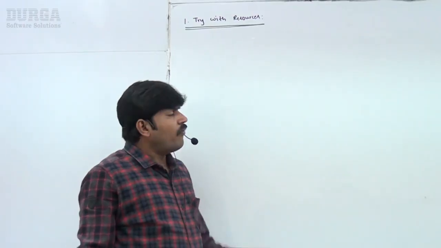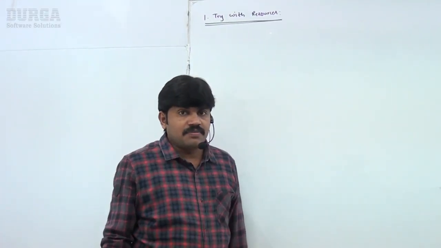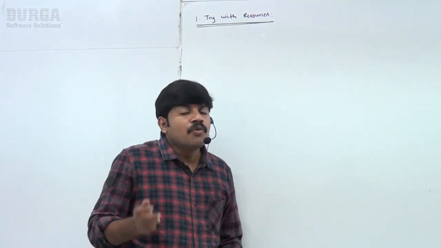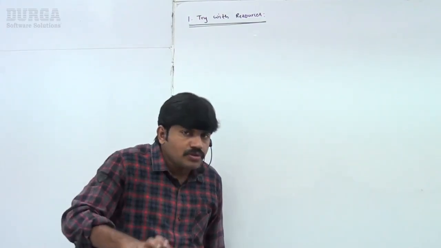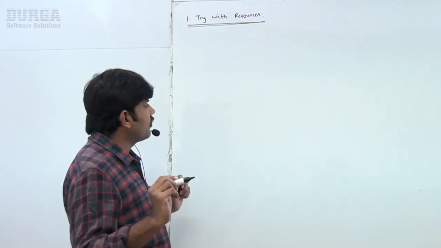Now, what is the need of this concept? What is the advantage of this concept? Until the 1.6 version, what is the traditional way? What problems are we facing? And how are these problems overcome by using try with resources? I will explain, just observe carefully.